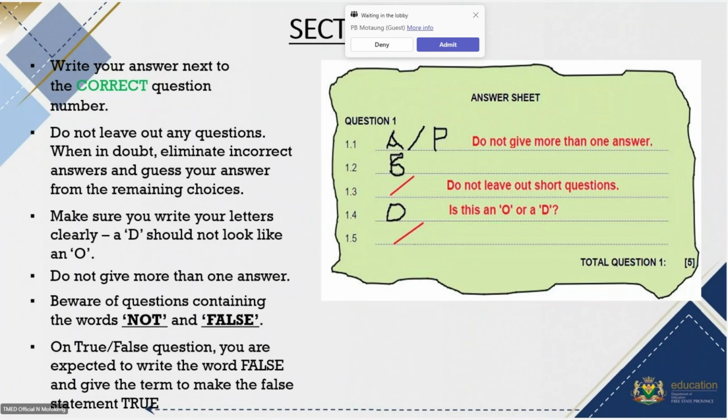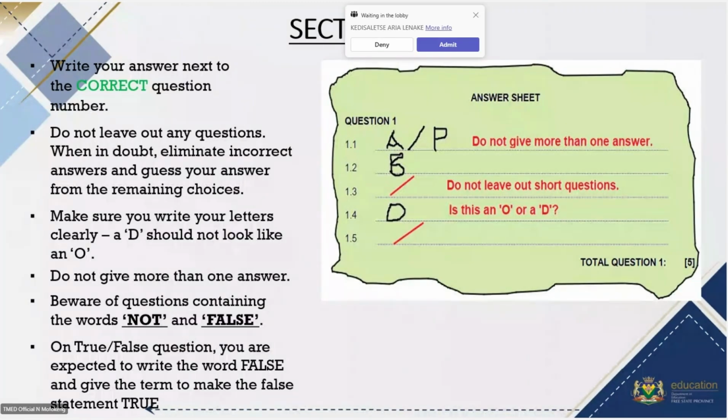But please ensure that you only write one. Otherwise, the first answer will be marked even if the second answer is correct. Only the first answer will be marked.